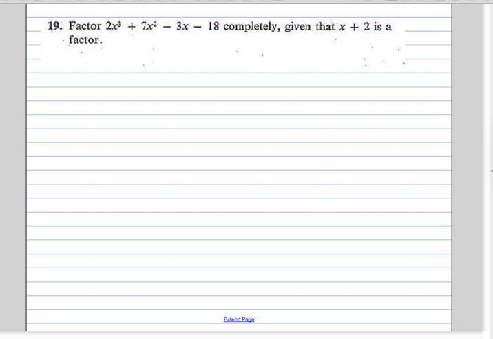In number 19, we are given a polynomial and one of its factors, and we're asked to find the other factors. You could think of this as a problem such as: given the number 168 and 7 as one of its factors, find the other factors. Well, what would you do in that situation?